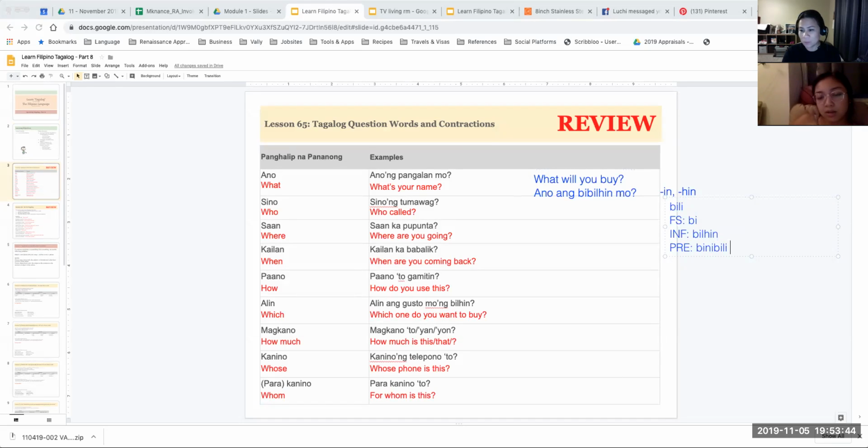Binibili. We don't put the hin at the end. So this is the special case. Next, past tense of binibili is binili. Future is like your infinitive, but you repeat the first syllable again. Bibili, bibilhin.